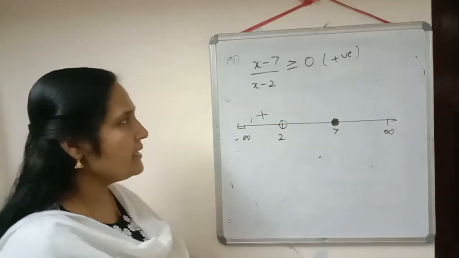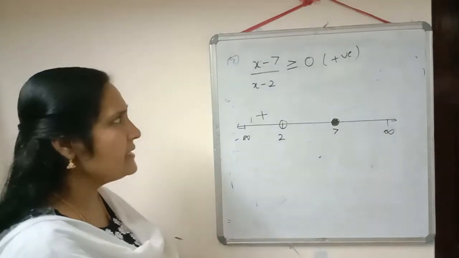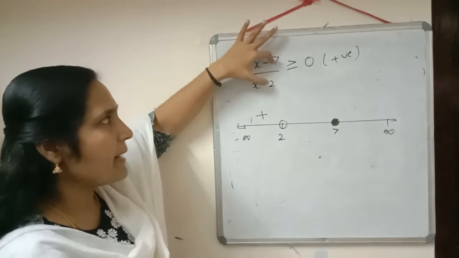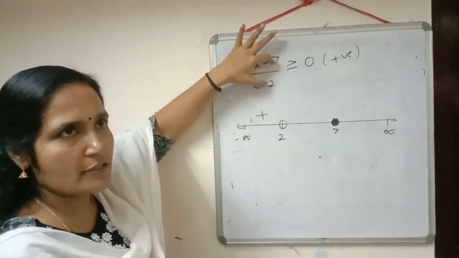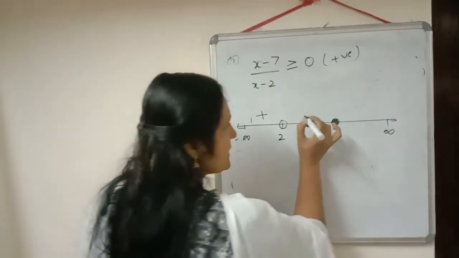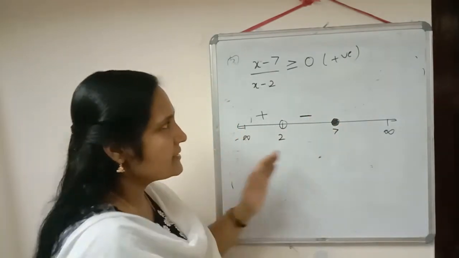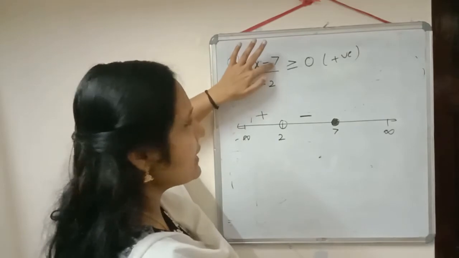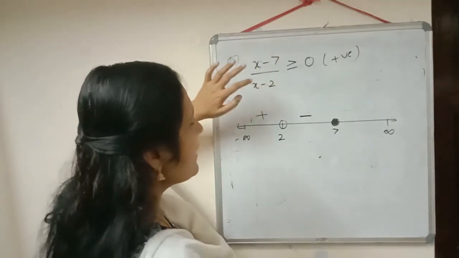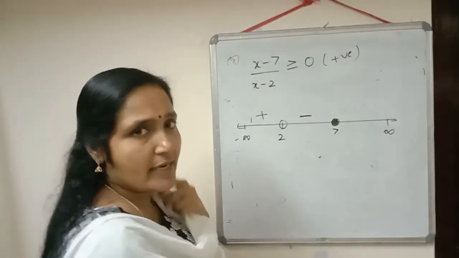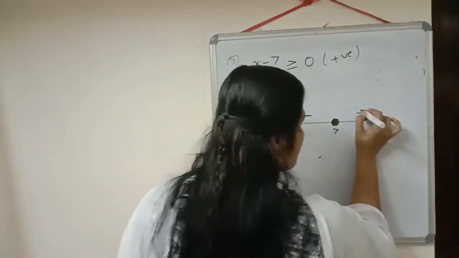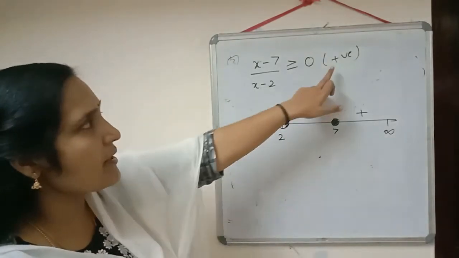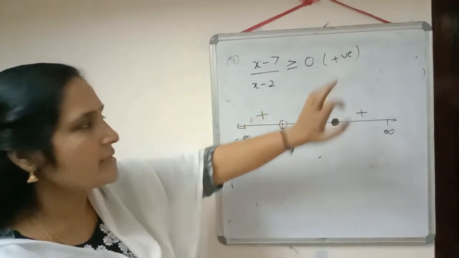Between 2 and 7, any number you can take. So suppose I am taking 3 there. Then what will come? 3 minus 7, minus 4, by 3 minus 2, 1. So minus 4 by 1, minus 4. The number is negative there. And 7 to infinity, any number, suppose we have taken 8. So 8 minus 7, 1, by 8 minus 2, 6. So we are getting 1 by 6. So in this case also we are getting positive. Just to check whether we want a positive or negative number, we need a positive number there.